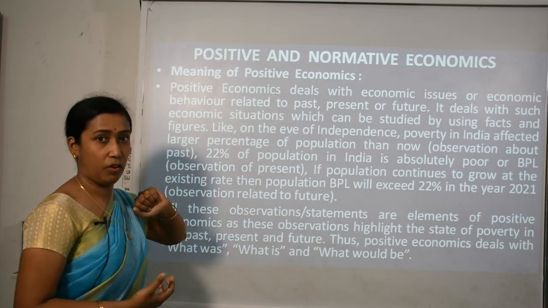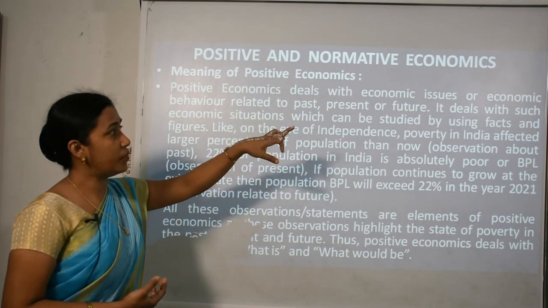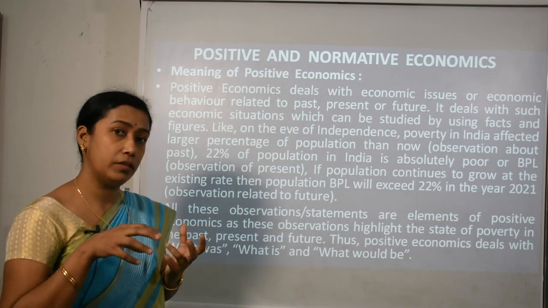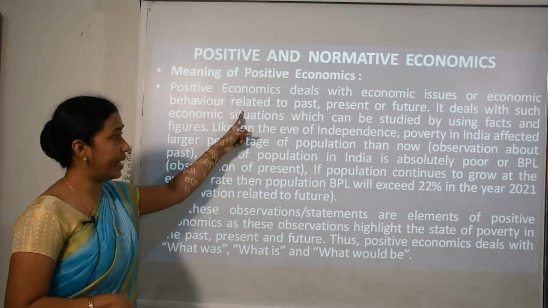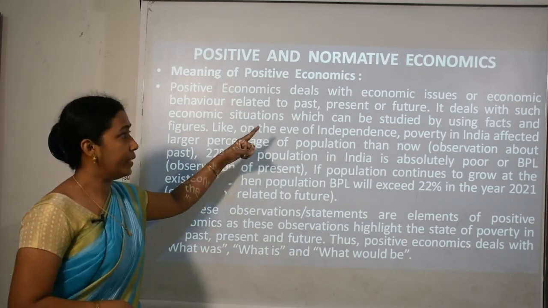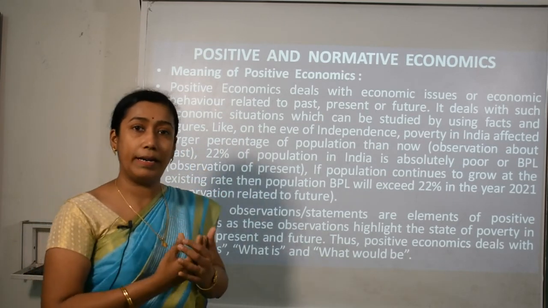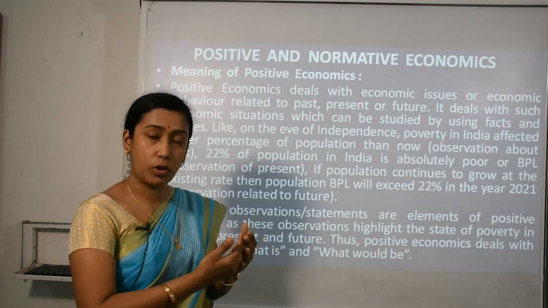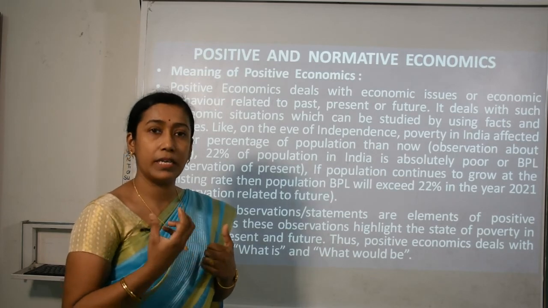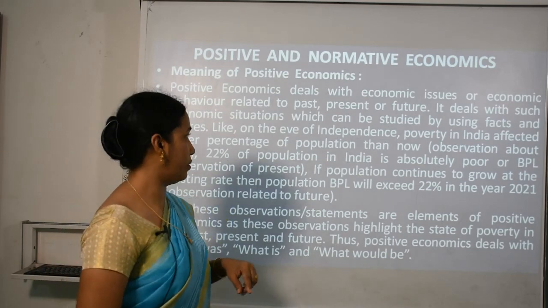So there are 2 kinds of economics. Meaning of positive economics first. Positive economics deals with economic issues. That means it is actually dealing with all kinds of economic issues in a country or economic behavior related to past, present and future. It deals with such economic situations which can be studied. That means positive economics is a kind of study which we go through to deal with various aspects of the economy or various economic issues related to past, present and future.